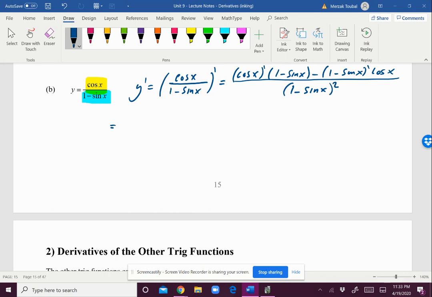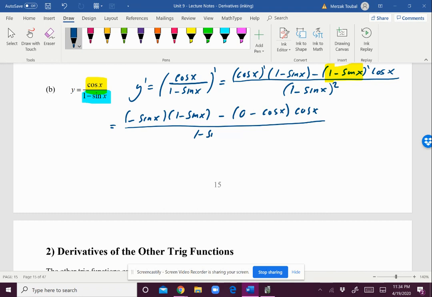All right. So derivative of cosine is negative sine times 1 minus sine. Derivative of 1 minus sine, so derivative of 1 is 0, and derivative of negative sine is negative cosine. So we're going to write minus 0 minus cosine times cosine. And this is all divided by 1 minus sine x squared.